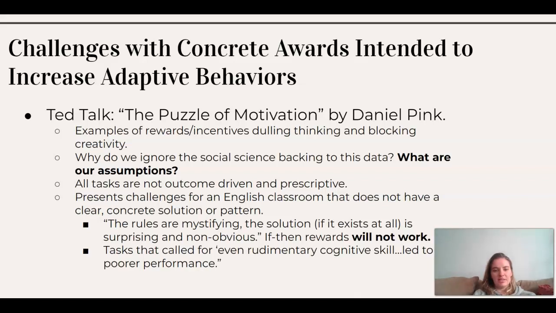I think that some of these quotes, especially this quote, "the rules are mystifying, the solution, if it exists at all, is surprising and non-obvious. If-then rewards will not work." So if you do this, then you will do this. That's not going to work well in the English classroom at all, mostly because we're not really operating with equations. And then on a greater level, besides subject matter, behaviorally, if-then rewards and solutions don't tend to fix the core problems that arise in a classroom.